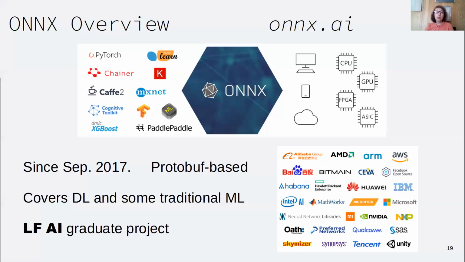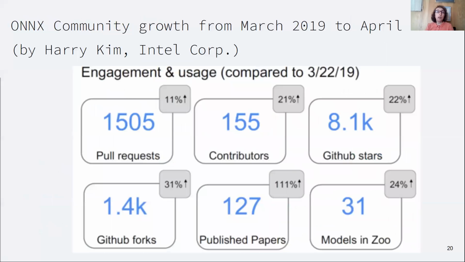And here you can see this slide was shown by Harry Kim at the ONNX meeting in April 2020, and it shows growth of popularity from about a year before. And you can see that there are 155 contributors as of April 2020, and more than 8,000 GitHub stars, etc. So it's a pretty popular and very active project.